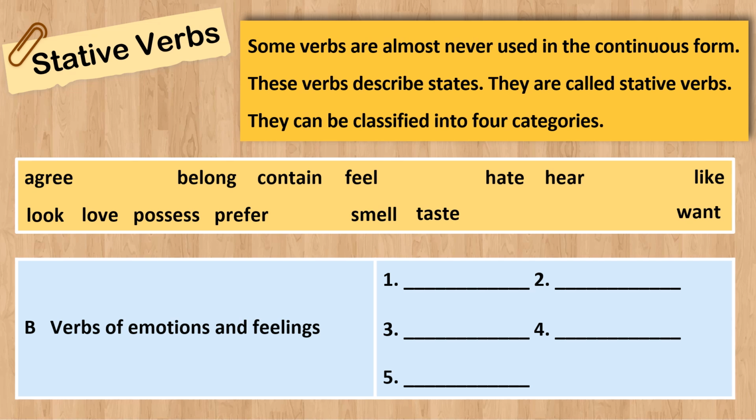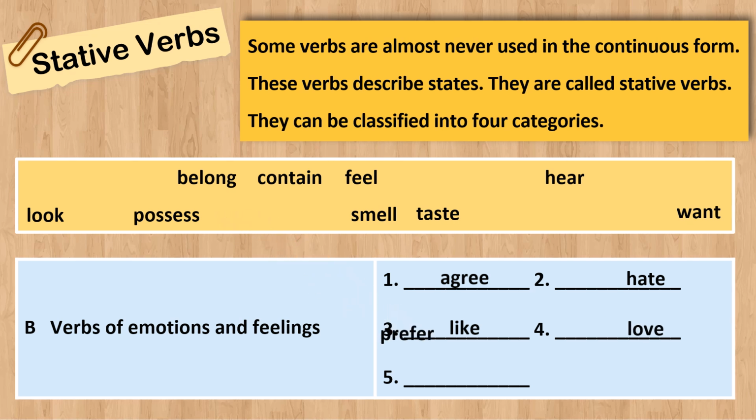Okay, let's take a look at the answer. We have the words agree, hate, like, love, and prefer. You don't do love or hate like an action. You feel them. That's why they are also stative verbs.